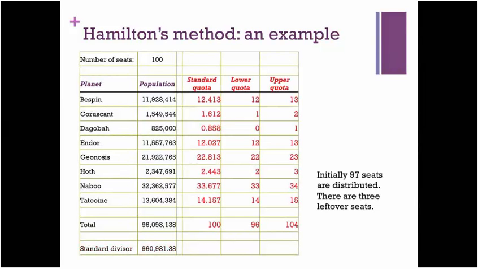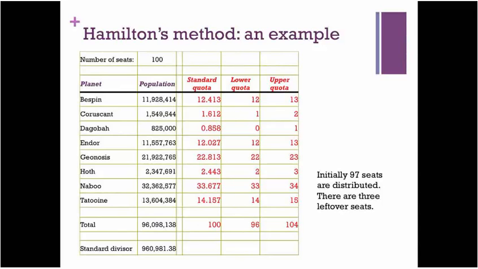Next step. We now divide each of the populations of the planets by the standard divisor. So we're taking each one of those populations up above, all 8 of them, I believe it is, and we're dividing by this standard divisor, 960,981. And when we do that, we come up with the standard quotas that are listed there. There's a column that says standard quotas. Sure enough, if you add up the standard quotas, you get 100. Of course, you have to, just by the way that you've done it.